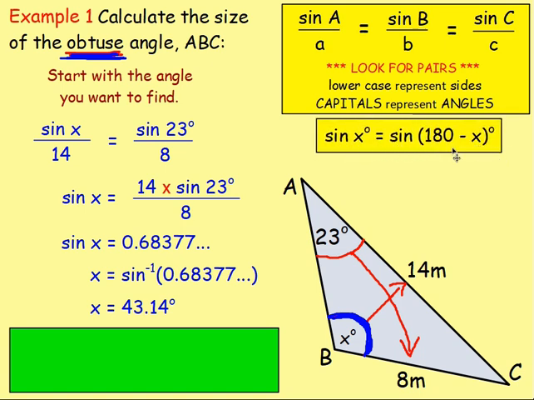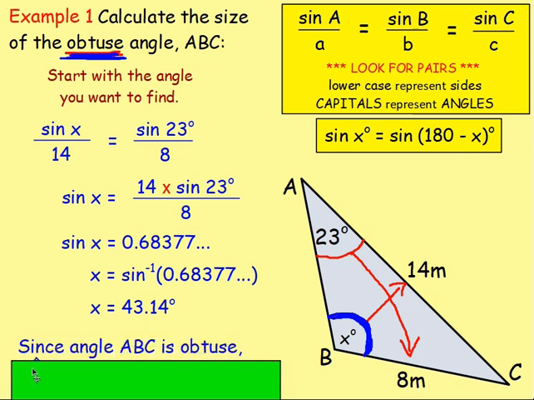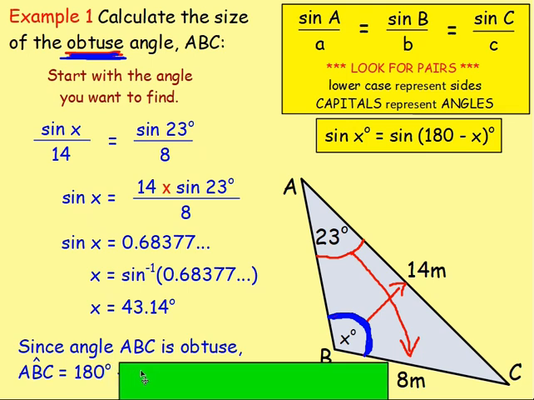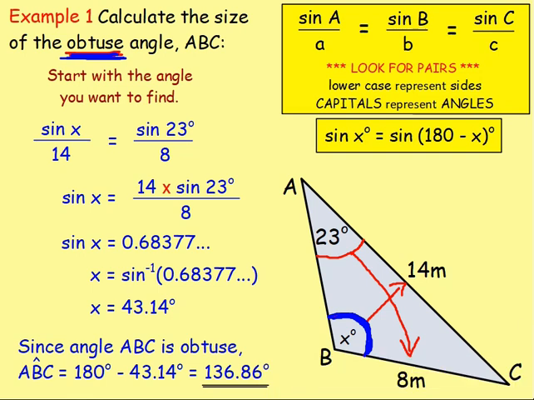Take away that angle. So if you do 180 take away that angle, that would also still work out for this question. So all we're wanting to do then is say that since ABC is obtuse, then we know that ABC must be 180 take away the 43.14. And if you work that out, you don't even need a calculator to do that, you will end up with 136.86 degrees. Are you happy now, Chloe?